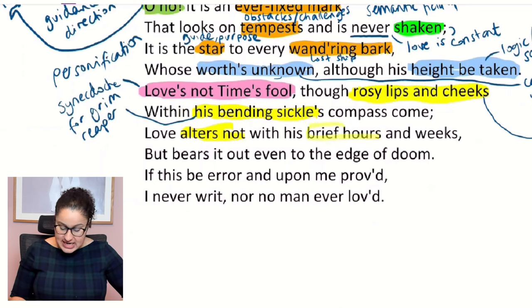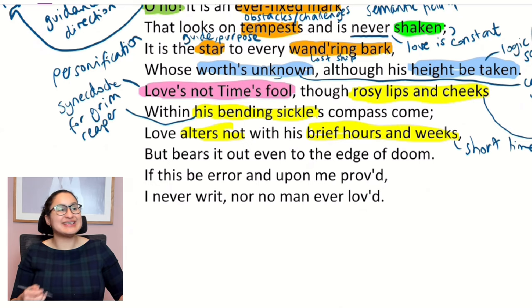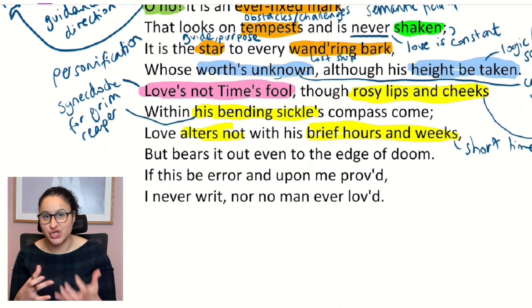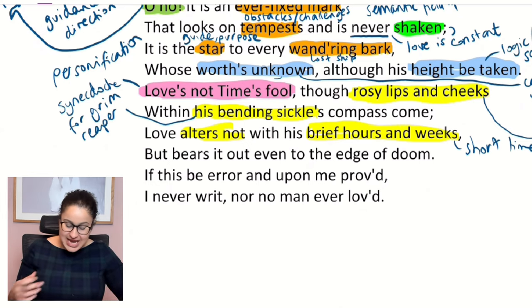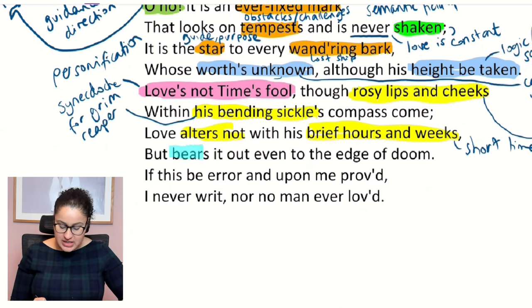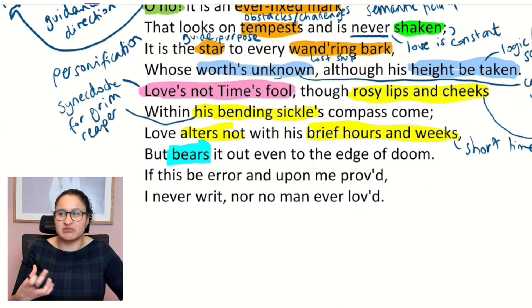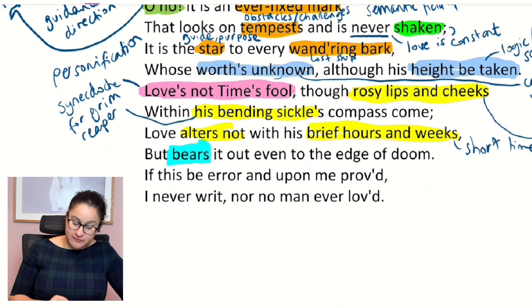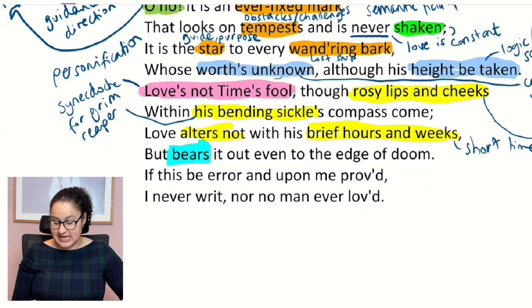So the brief hours and weeks is representative of a short amount of time. And he's saying that love does not change over that short time. Instead, it bears it out. Notice again how we've got another word connoting perseverance, constancy, keeping on going with that bearing something. Until the edge of doom. So we can think of that as being like the end of time, till the end of everything.